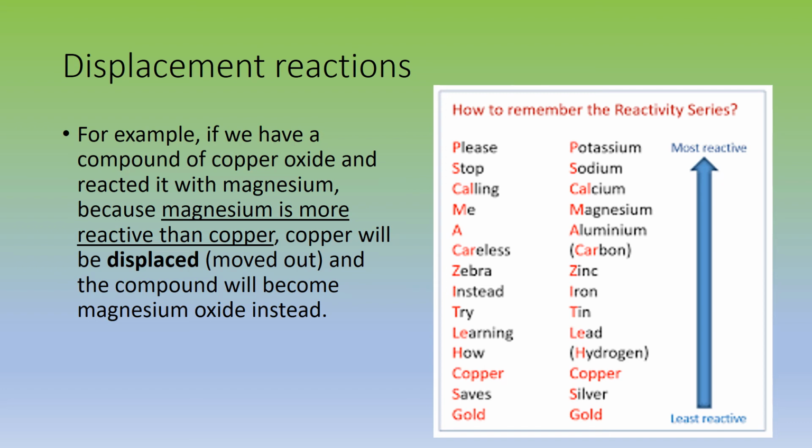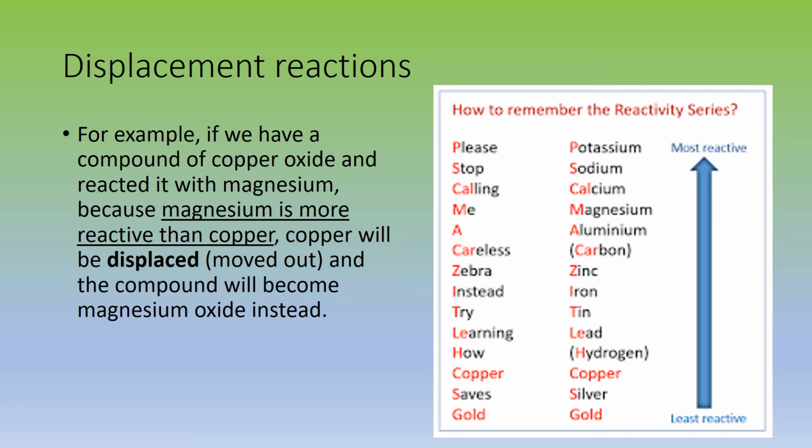Keeping with our example of magnesium and copper, if I have a compound of copper oxide, so copper and oxygen combined together, and then I add some magnesium to that compound, because magnesium is higher up our reactivity series, it will displace copper, it will remove it from there. And instead what you'll end up with is magnesium oxide, and copper will be left all on its own.